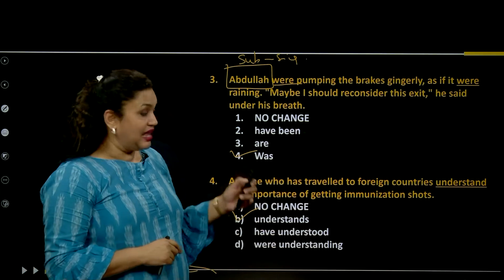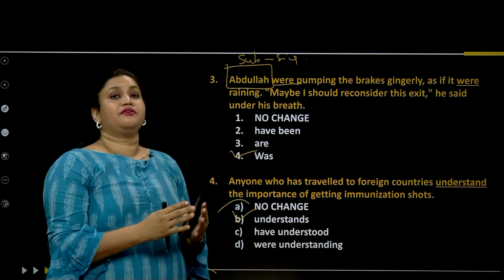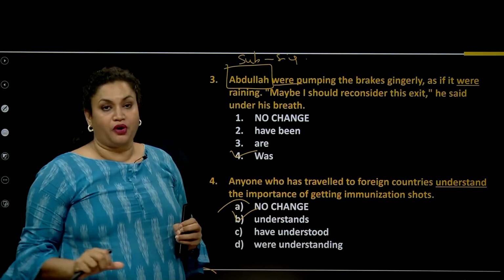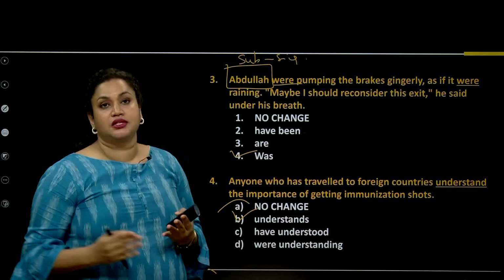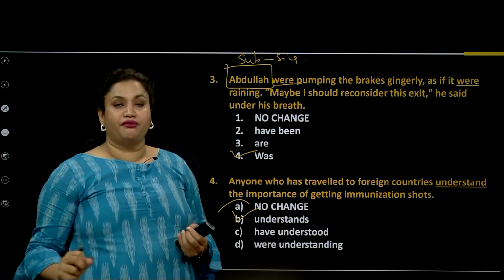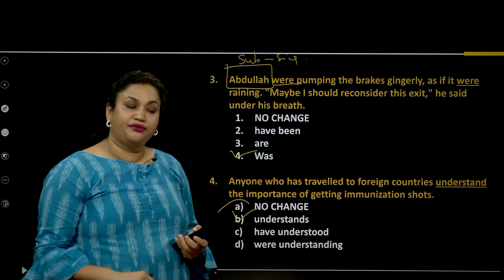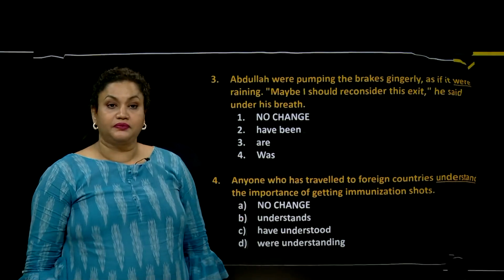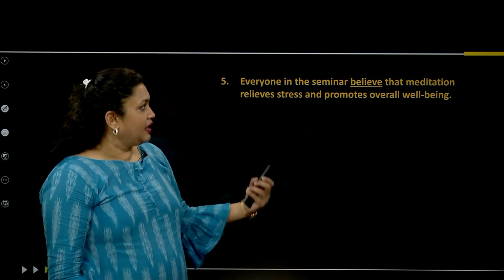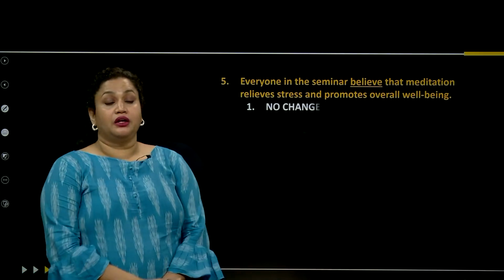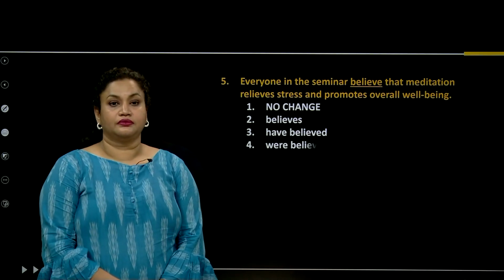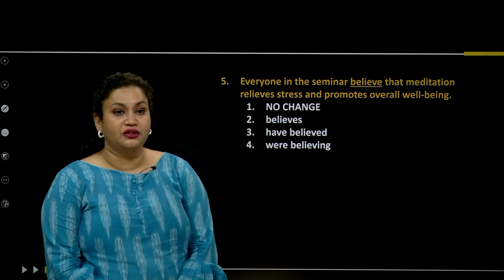I hope this is clear, as we have already discussed that a singular subject will always have an S in the verb form, right? A third person singular subject will definitely have an S, which is the singular form of the verb. So therefore, this is the right answer. Here, I hope I don't have to explain this again. It's a similar kind of question.